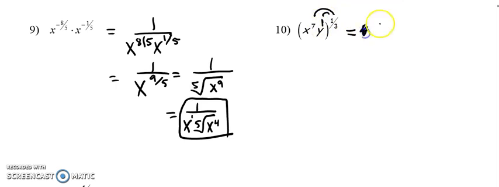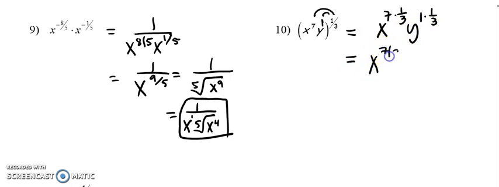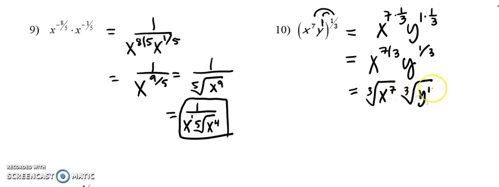Here we're going to start by distributing, which we learned earlier. So we're going to have x to the 7 times 1/3. Let me erase that little scribble there. And then we've got y to the 1 times 1/3. And when we multiply those, that's x to the 7/3, y to the 1/3. Then we're going to switch these into a radical. So this is cube root x to the 7th. And here this is cube root y to the 1st. I like to put them underneath the same root if they have the same root. That's just me. Some teachers don't. I do. So I do this.